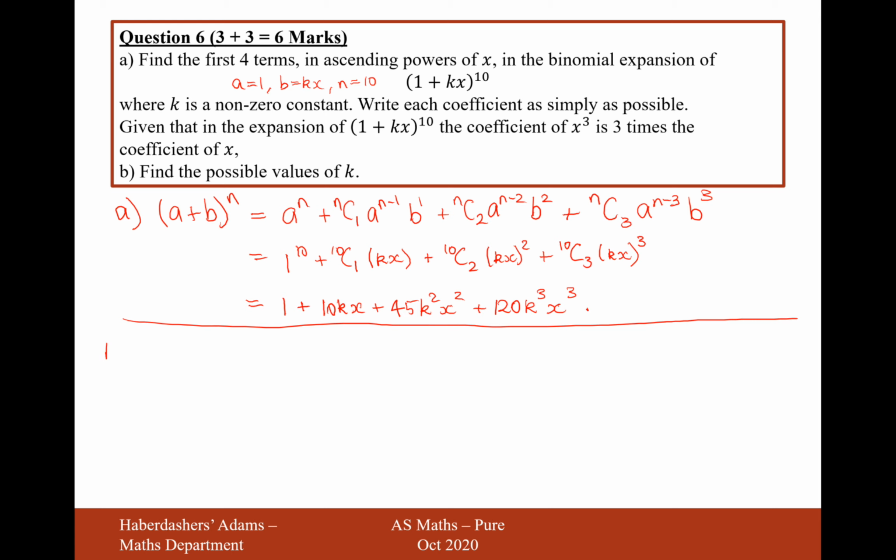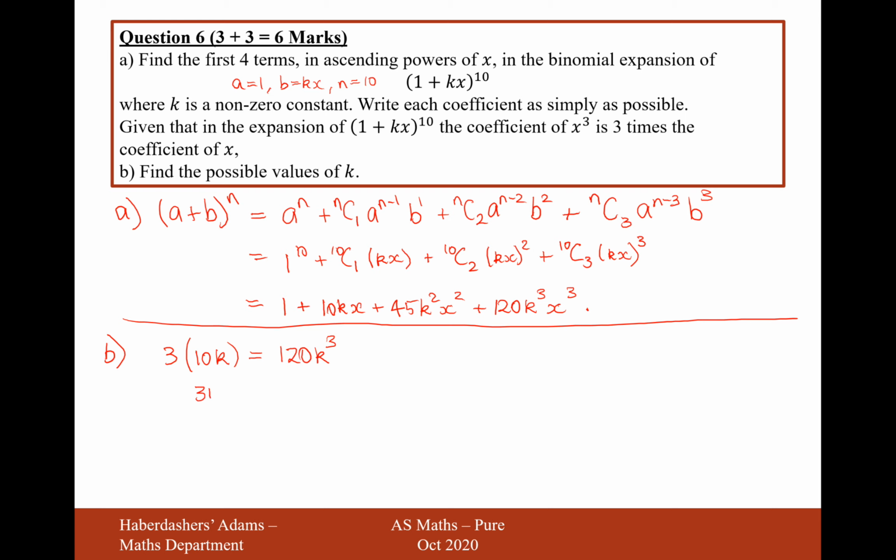Let's now move on to B. Given that in the expansion of (1 + kx)^10, the coefficient of x cubed is 3 times the coefficient of x, calculate the possible values of k. So the coefficient of x cubed is 3 times the coefficient of x, so I need to triple the x coefficient, 10k, to give me the coefficient of x cubed, 120k cubed.